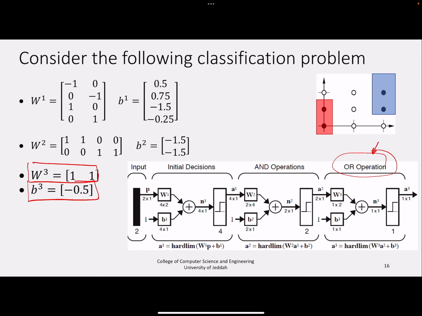And so putting it all together then, these are the weights and biases of layer 1. These are the weights and biases of layer 2 neurons. And these are the weights and biases of layer 3. Layer 2, the one in which we have 2 neurons performing an AND operation. Layer 3, in which we have a single neuron performing an OR operation. And layer 1 with 4 decision boundaries.